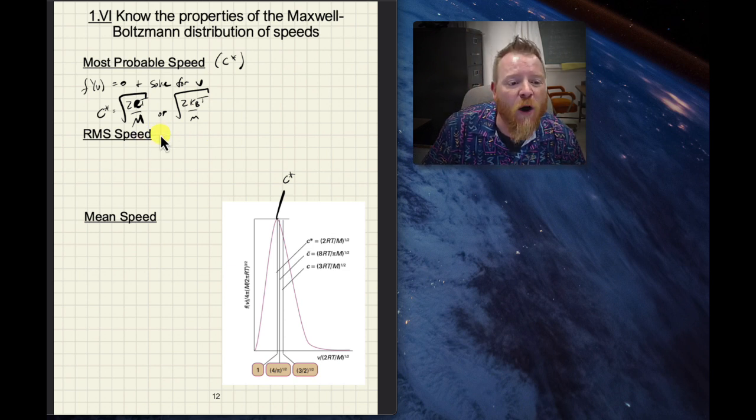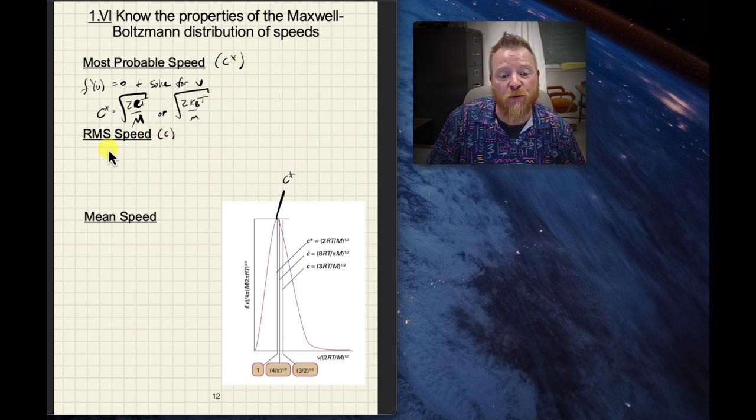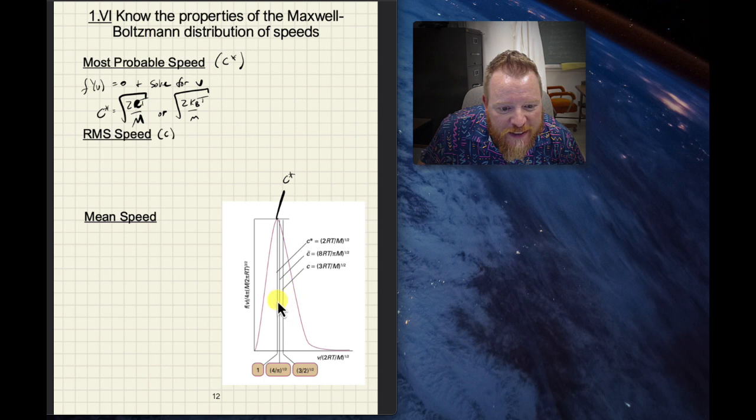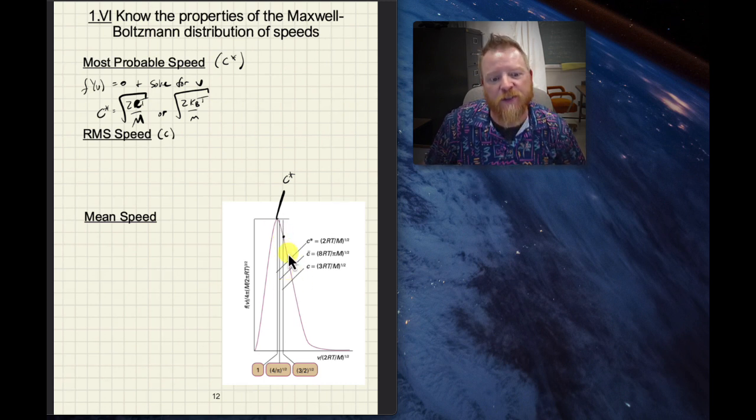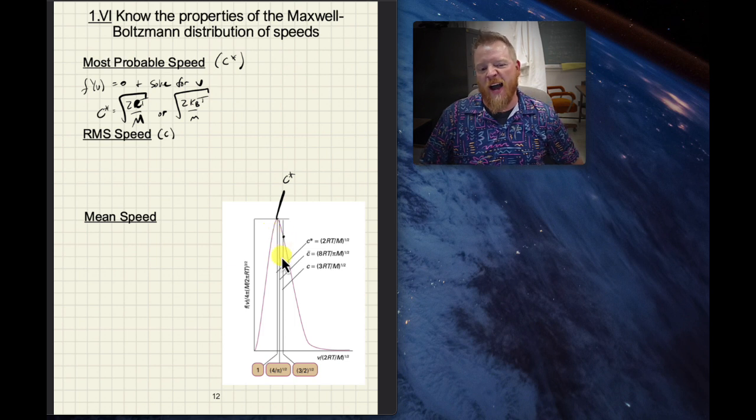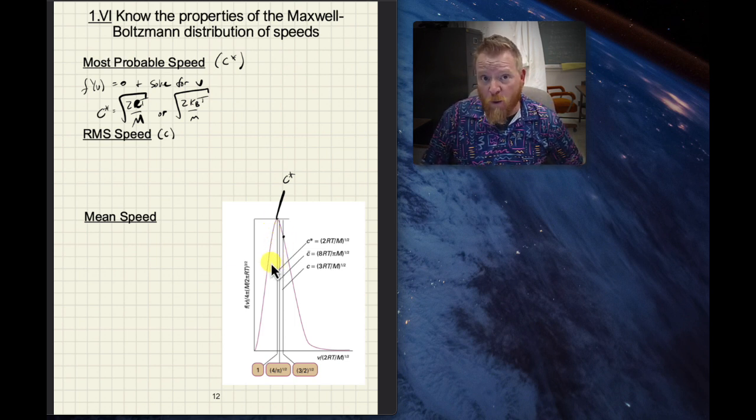We could calculate the RMS speed, that's the root mean square. And you can see the root mean square appears right there. It's a little bit above, a higher velocity than the most probable. RMS is a useful quantity in physics for reasons we'll uncover throughout the semester.